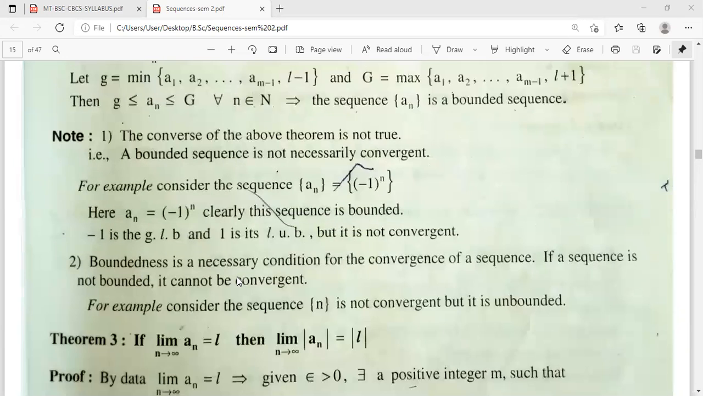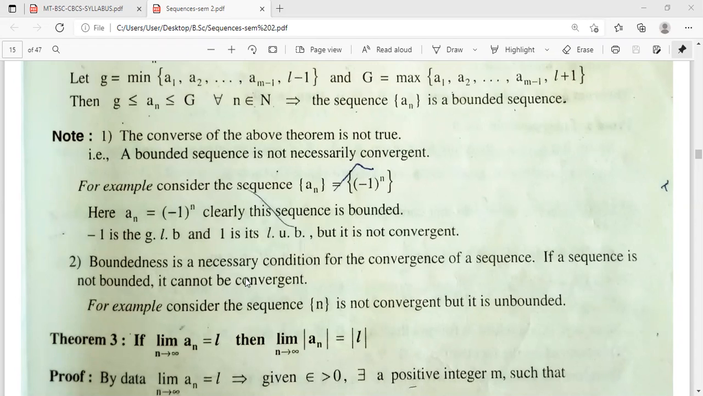Just to see here, take a_n equal to (-1)^(4n). This sequence is bounded, is it not? We already discussed this in the case of oscillatory sequences. (-1)^(4n) is a sequence which is bounded, and the infimum is -1 and the supremum is +1. The infimum means the greatest lower bound, and the supremum means the least upper bound. But this is not convergent. We referred to that example, which was taken in the case of oscillatory sequences.